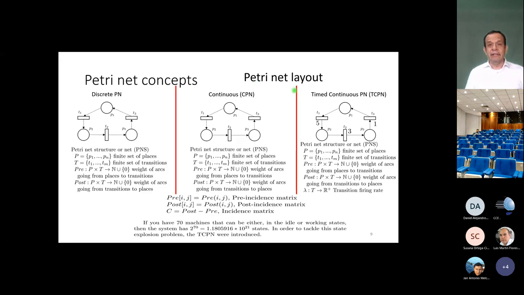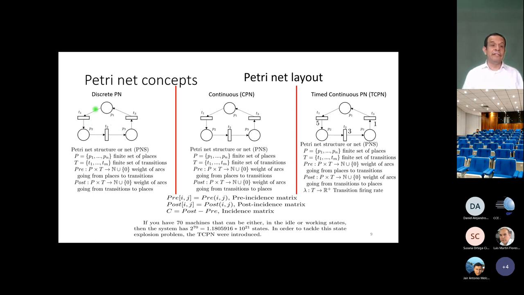Here I am presenting different kinds of Petri nets: discrete, continuous, and timed continuous Petri nets, and all of them share the same Petri net layout or graph. This layout or graph is composed of places, represented by these circles, and transitions, represented by this bar. The number of places is finite, and the number of transitions is also finite.